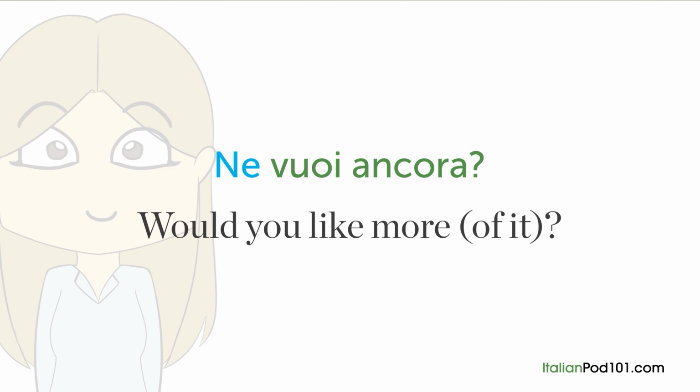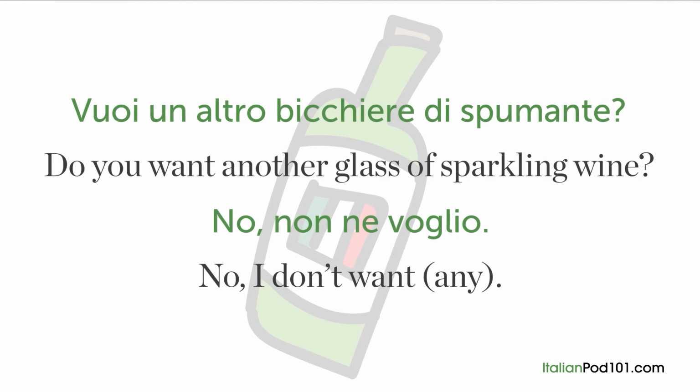Usually, we position ne before the conjugated verb. For example, ne vuoi ancora? Would you like more? In negative statements, it's always between the negation non and the verb. Vuoi un altro bicchiere di spumante? No, non ne voglio. Do you want another glass of sparkling wine? No, I don't want any.